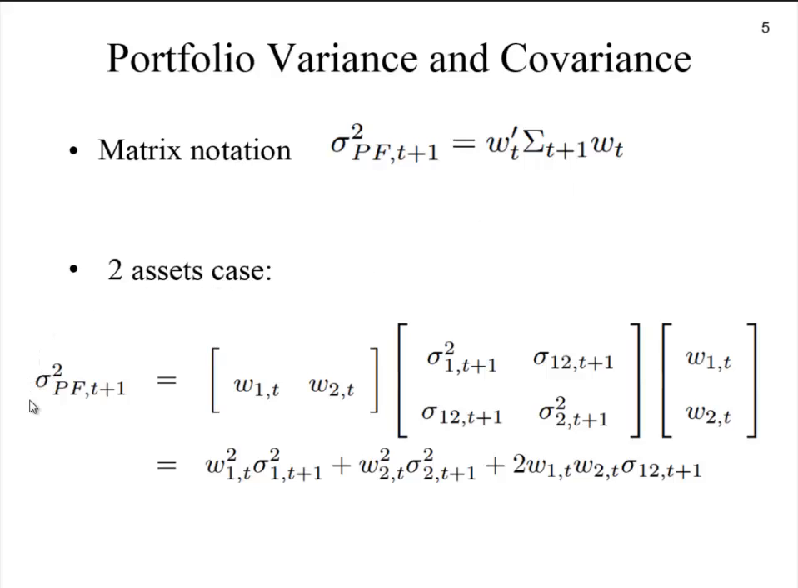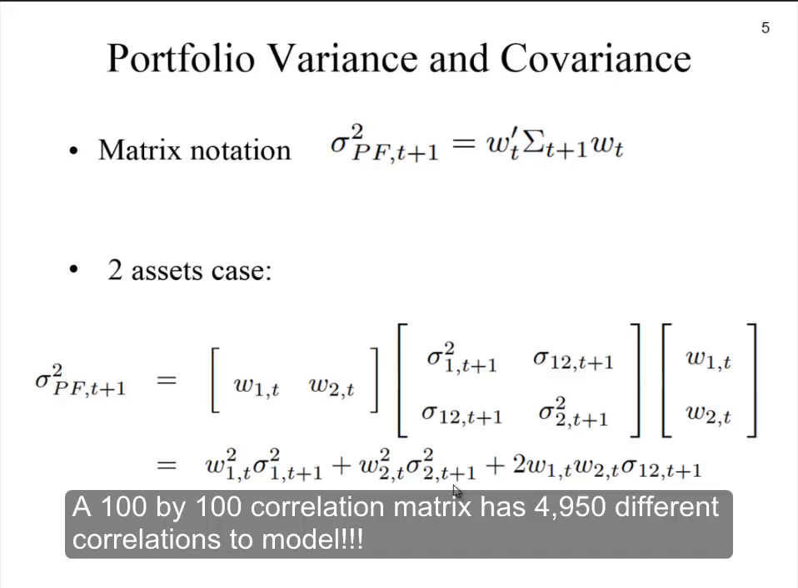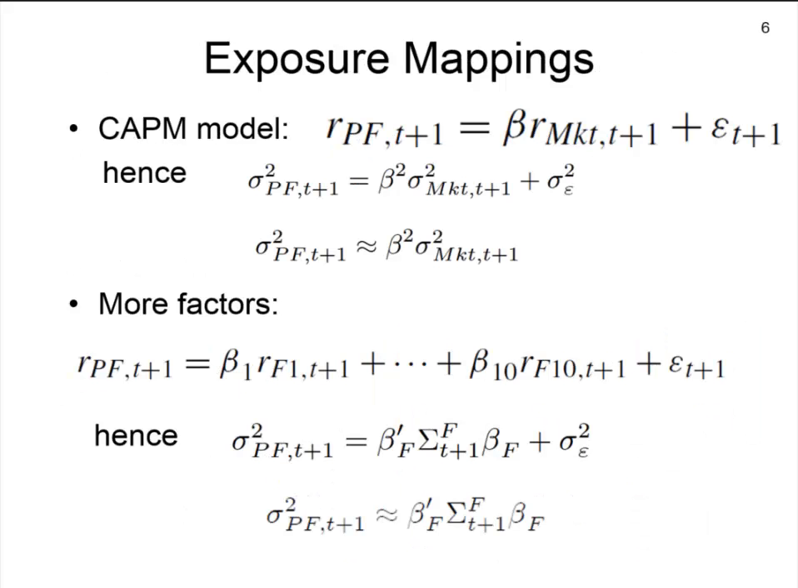In the two asset case, you would write the variance of the portfolio. This would be the vector of the weights transposed at the beginning and at the end, and then in the middle we would have the variance covariance matrix. However, the variance covariance matrix is as large as the number of assets that we have in our portfolio. So if we have, let's say, 100 assets, then you're going to have a 100 by 100 variance covariance matrix. That's about 5,000 covariances.